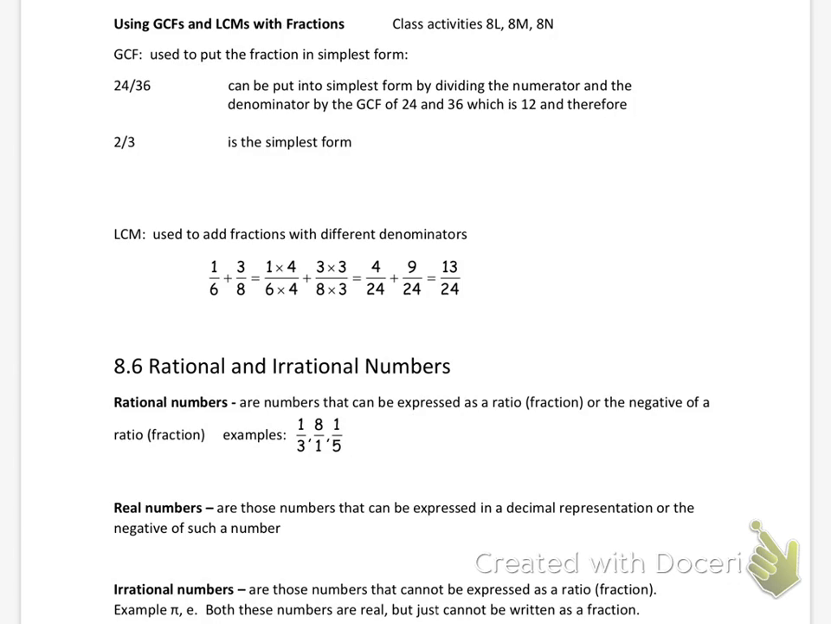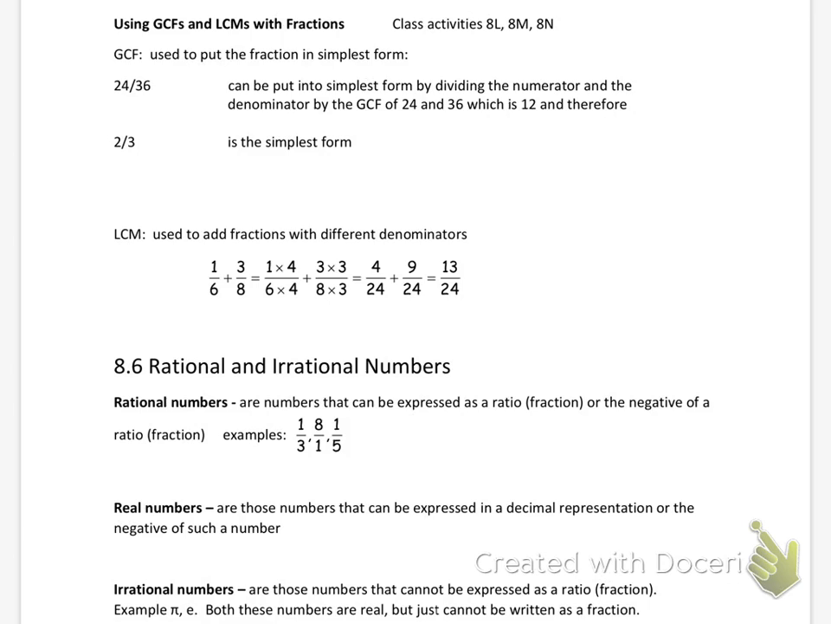So rational numbers are numbers that can be expressed as a ratio. So look at the first 5 letters of rational and you see the word ratio. Remember that ratio is equivalent to a fraction. So you can express rational numbers as ratios. They can be positive or they can be negative. Okay, real numbers are those numbers that can be expressed in a decimal representation or the negative of such a number.